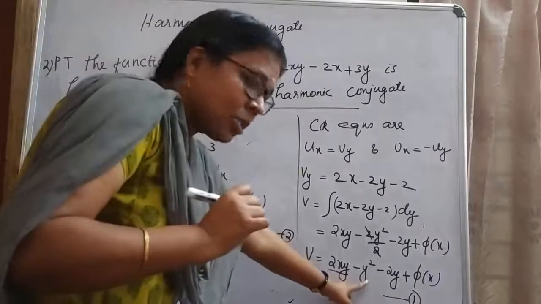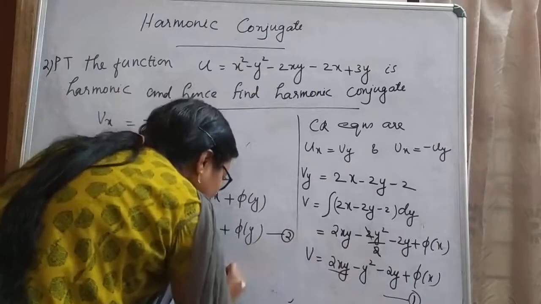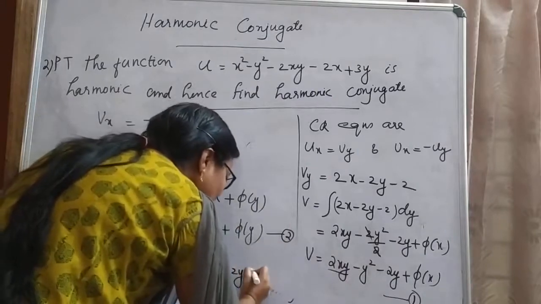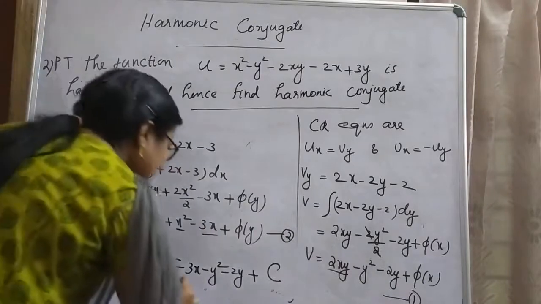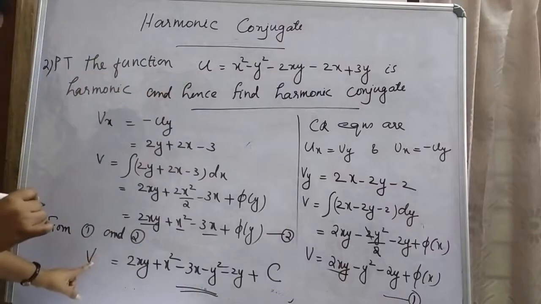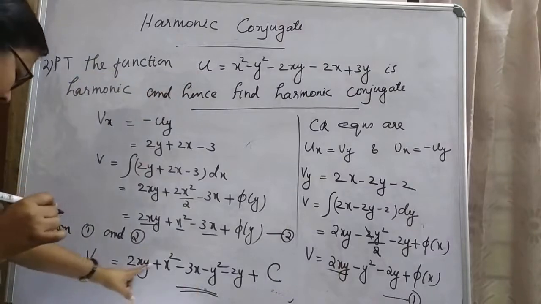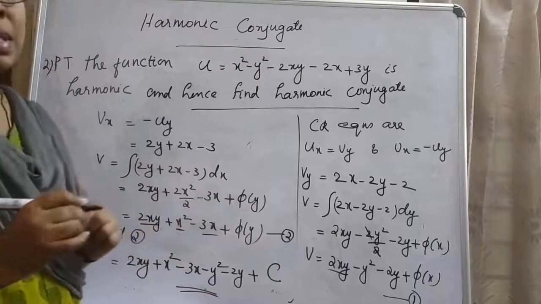Then minus y square is here only. Minus y square. Minus 2y. Plus a constant which is c. C is the constant of integration. This is the harmonic conjugate of u, which is V equal to 2xy plus x square minus y square minus 3x minus 2y plus c, which is the final result.